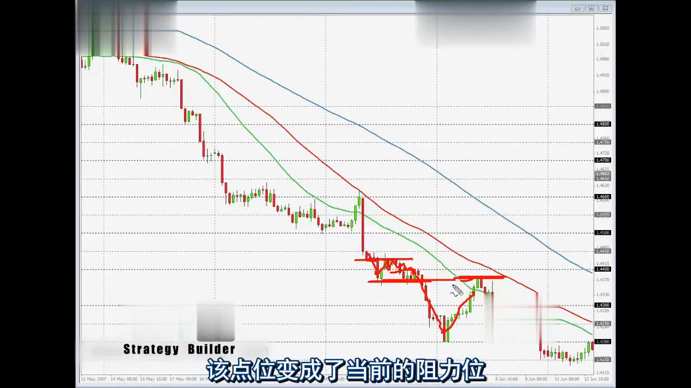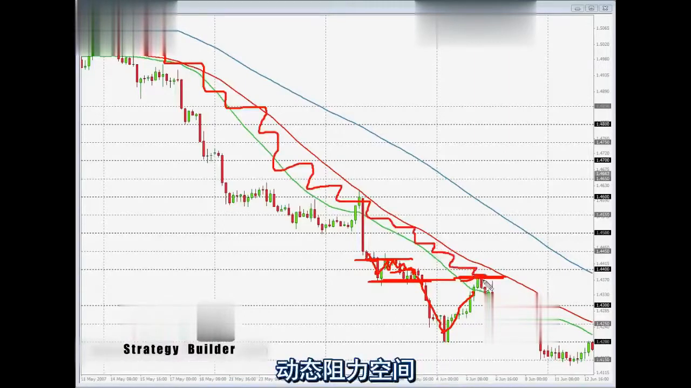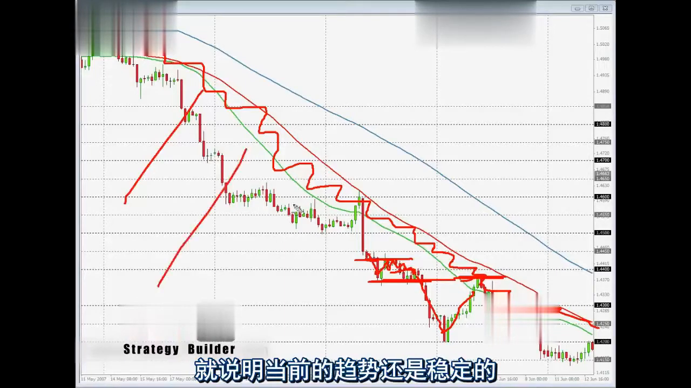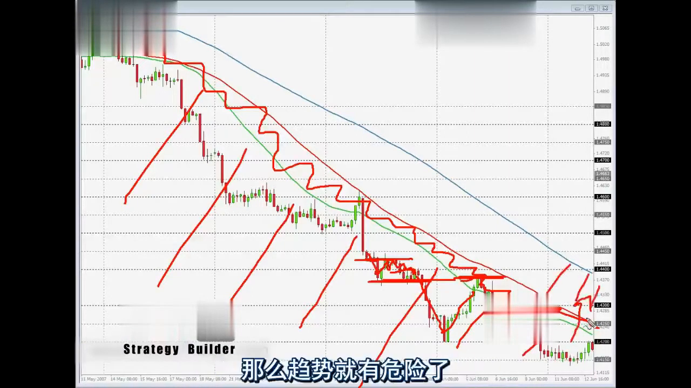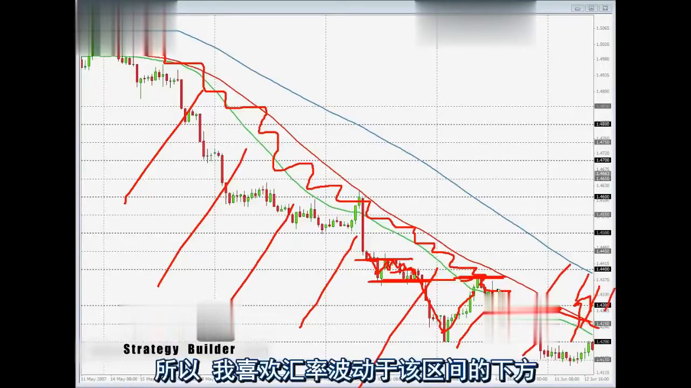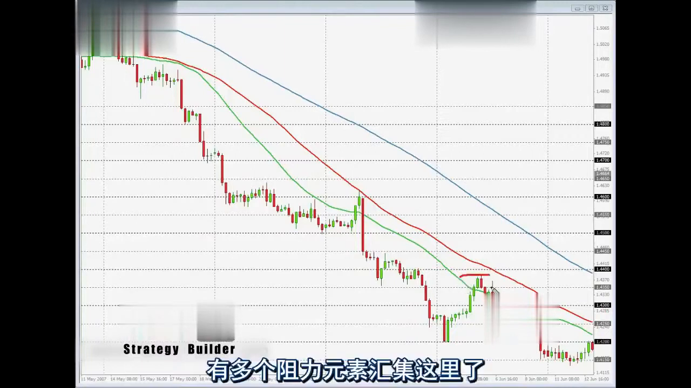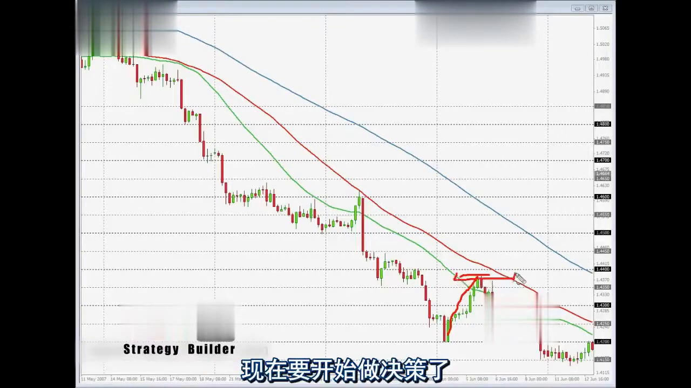That's 3 elements already. And finally, of course, as usual, I have my lovely dynamic area of support and resistance, which as usual marks the border of what a healthy trend is. Anything below this area means that we are still trending. Once price breaches above, it means that the trend is endangered. As you guys know, I like price to react off this area to the downside. So we definitely have a few elements coming together at this level. Price has retraced back to it, and it's definitely a decision-taking area.